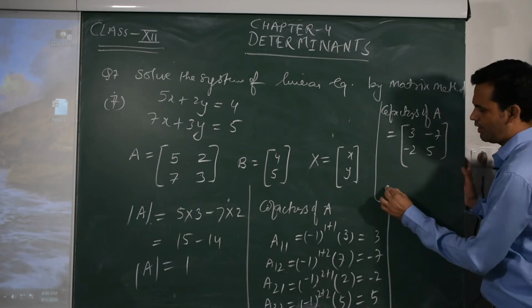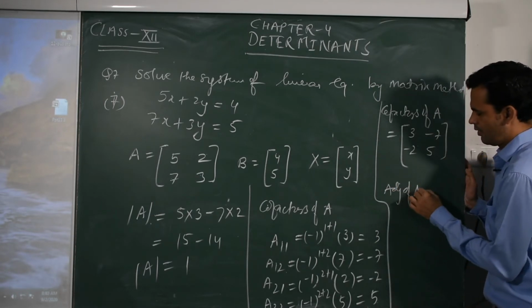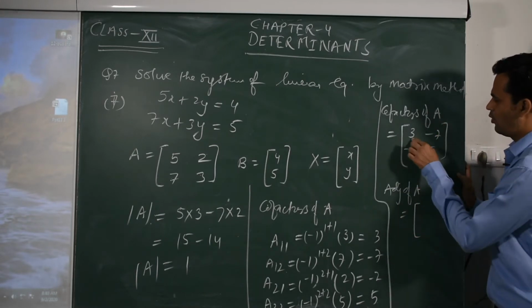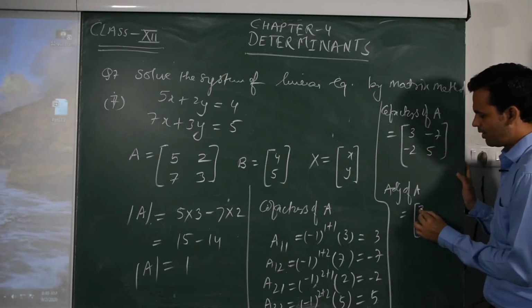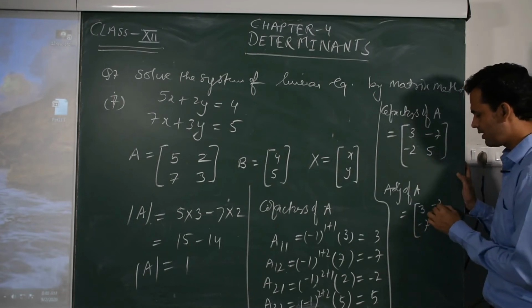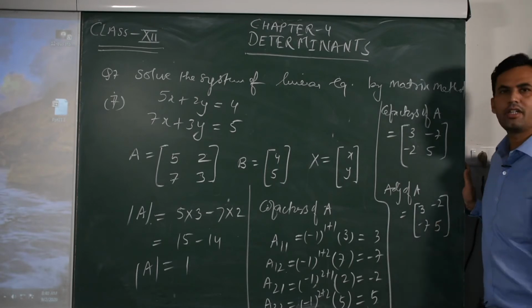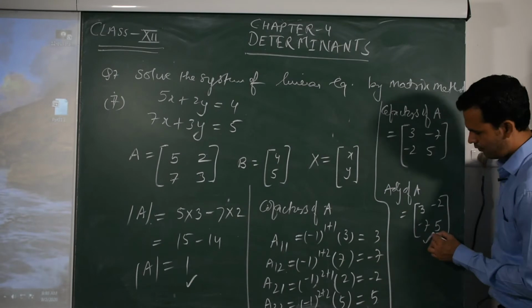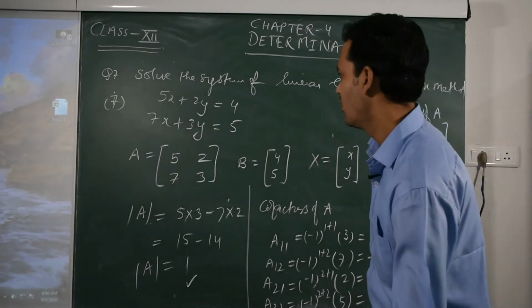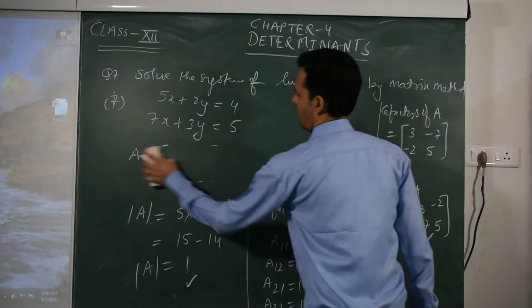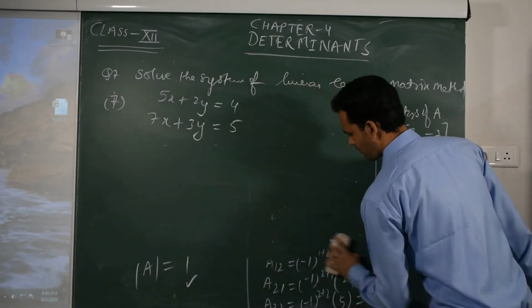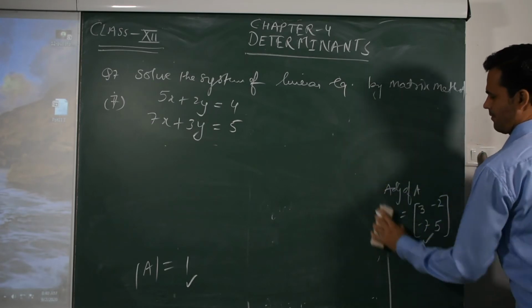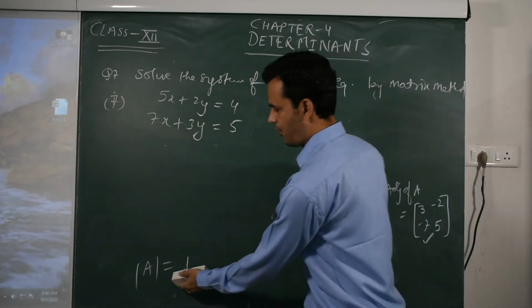After that we find adjoint of A, and we know that transpose of cofactor matrix is called adjoint. So we transpose it, first row becomes first column and second row becomes second column. So this is adjoint A. Now we need these two things for finding inverse. The value of determinant A is 1.